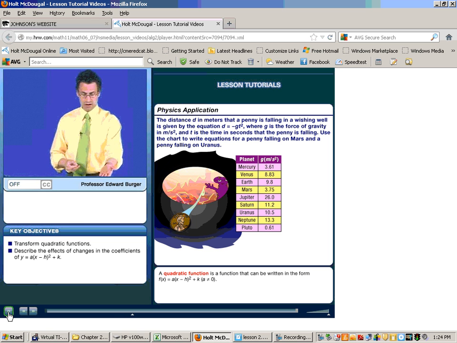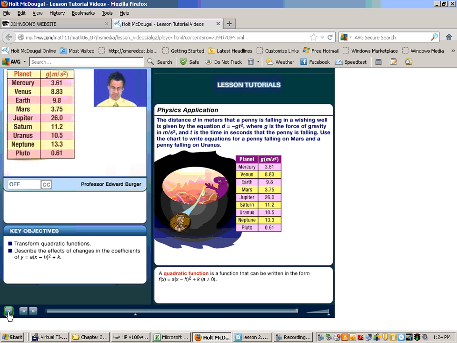So, here are all the different gravitational constants for all the planets. You can see Mercury, Venus, you can see Mars, and you can see Uranus. So, the question is, what is the formula? Well, I'm going to show you, because all you've got to do is take the formula that we're given, that function, d, which really depends upon t.